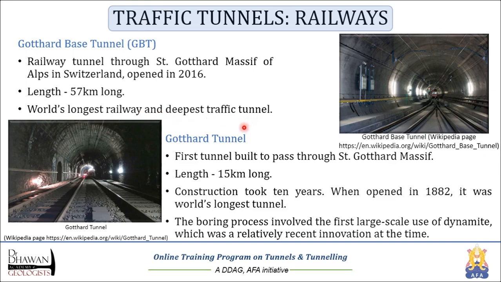The third tunnel is Gotthard tunnel, which was marked as black dots on the map. This was the first tunnel which was built to pass through St. Gotthard Massif. Its length is 15 km long. Its construction took place in 10 years. When it was opened in 1882, it was world's longest tunnel. The boring process involved the first large-scale use of dynamite, which was relatively recent innovation at that time.